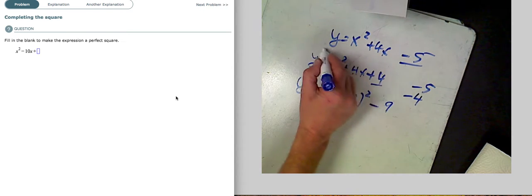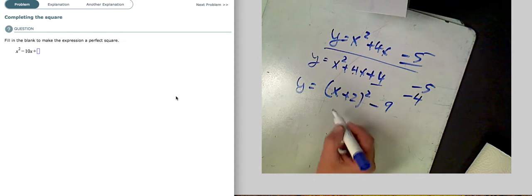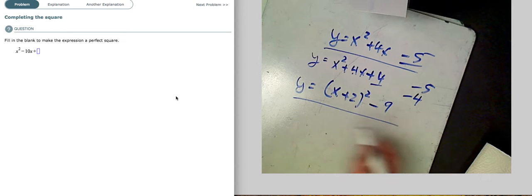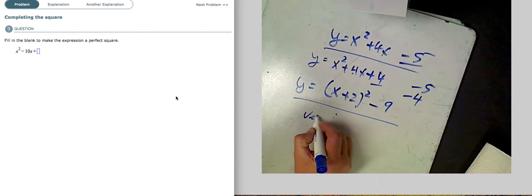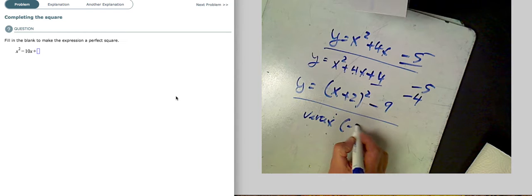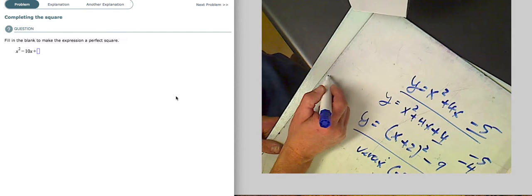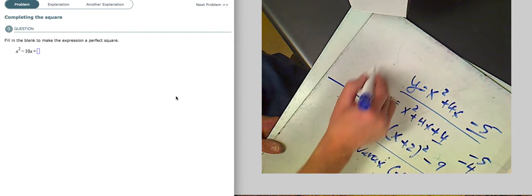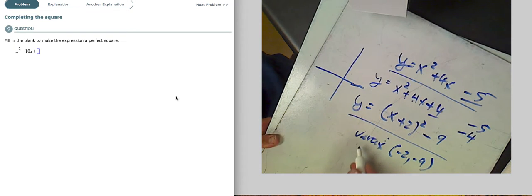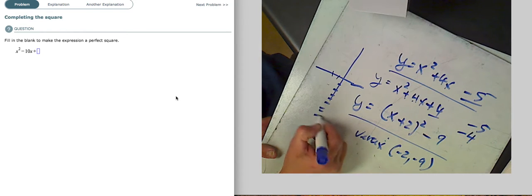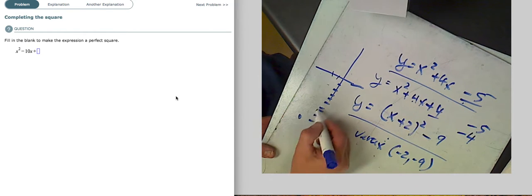So now I've taken this equation in standard form and turned it into vertex form, and I know that my vertex is negative 2, negative 9. That makes it a lot easier for me to graph it. I can just come over here and graph negative 2, negative 9, and then I can graph my y-intercept at negative 5.